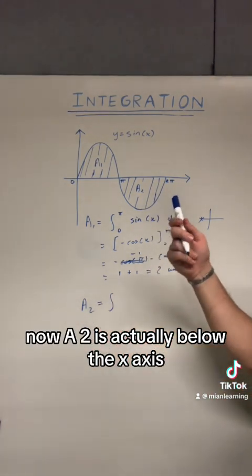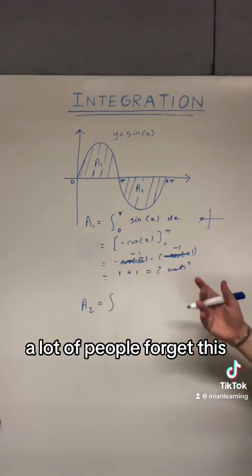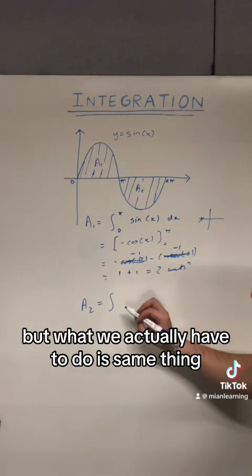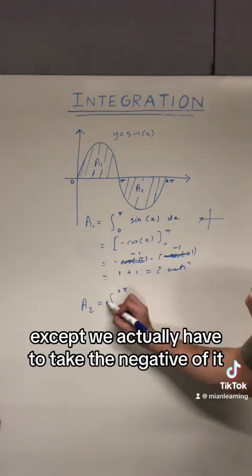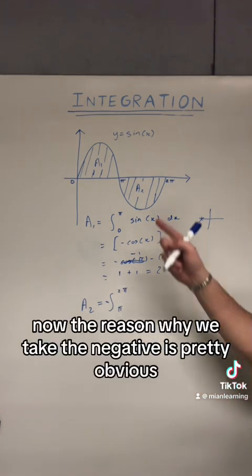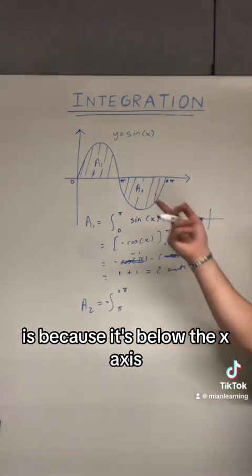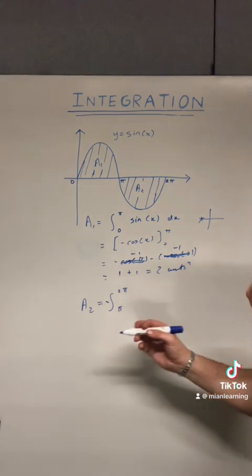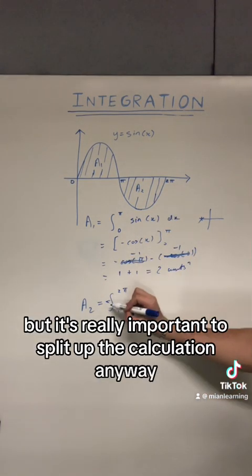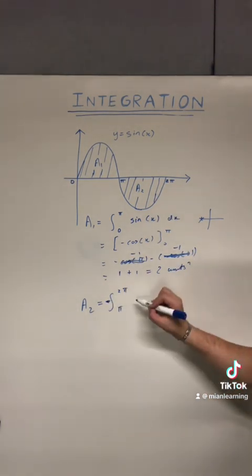Now A2 is actually below the x-axis, so it's slightly different. A lot of people forget this. But what we actually have to do is same thing, lower bound to upper bound. So from pi to 2 pi. Except we actually have to take the negative of it. Now, the reason why we take the negative is pretty obvious, it's because it's below the x-axis. So if you don't, you're just going to get the negative area. But it's really important to split up the calculation anyway, and I'll show you why in a bit.